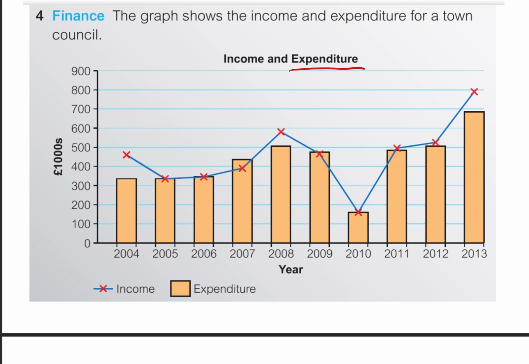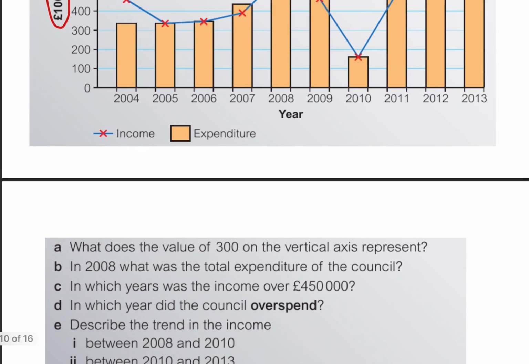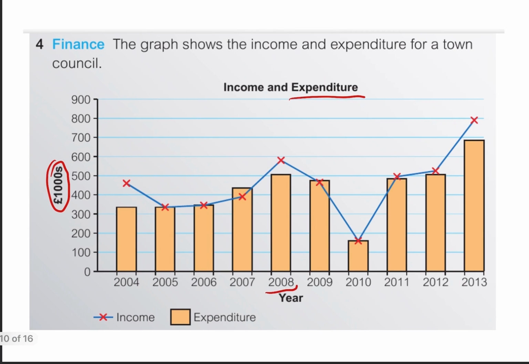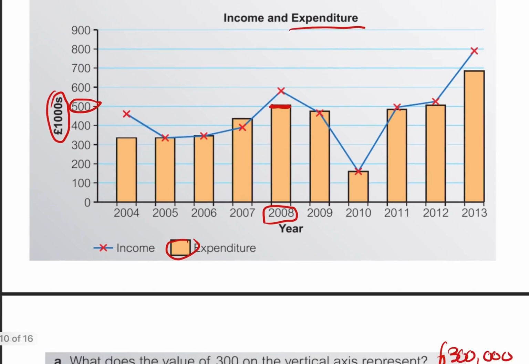What does the value of 300 represent? Well, on the graph it's per thousand, so the value of 300 is 300,000. In 2008, what was the total expenditure? So we find 2008. What was the total expenditure? Well, expenditure is the bar graph here. Let's go along our graph. 500,000.